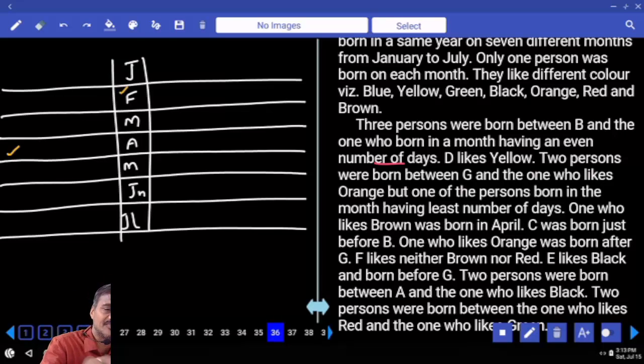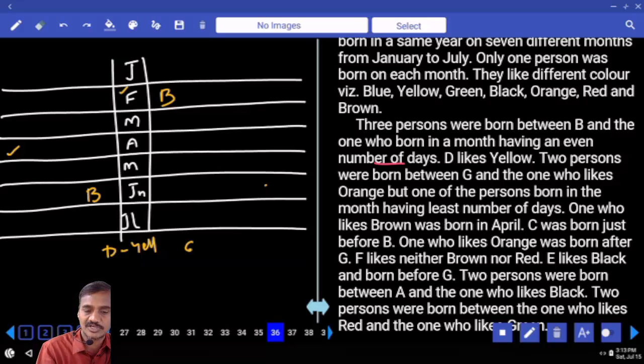Then let us take this February. Now with February here, B must be in the month of June. There are 3 months between; we are considering the other possibility as well. What is the next possibility we have? We can have B at this place. Then June is 30 days, and there are exactly 3 persons between B and the one who was born on 30 days. And D likes yellow color.